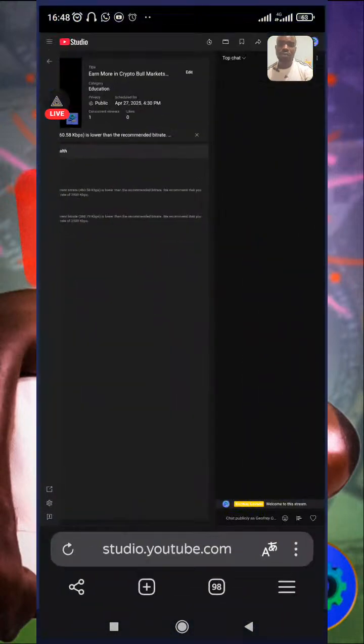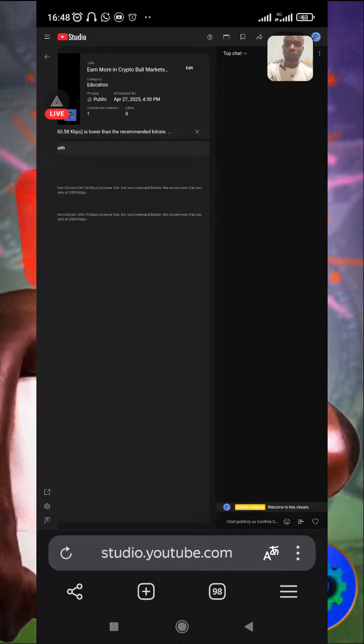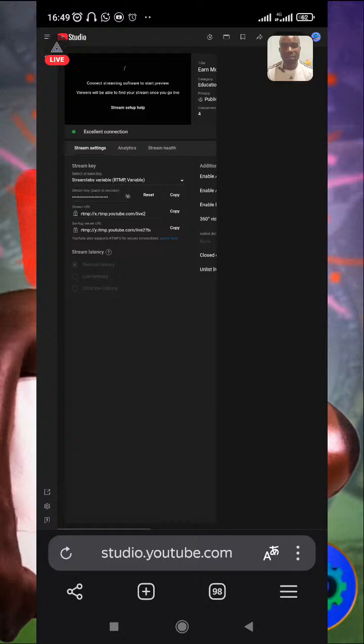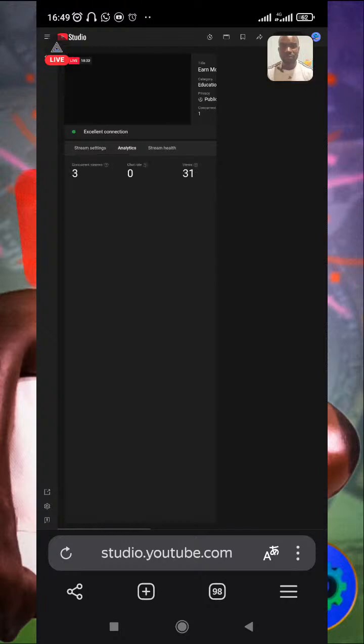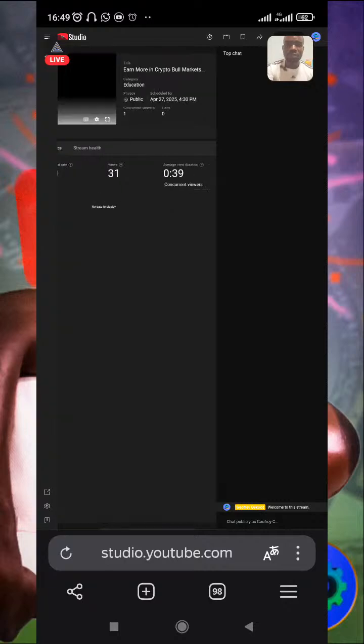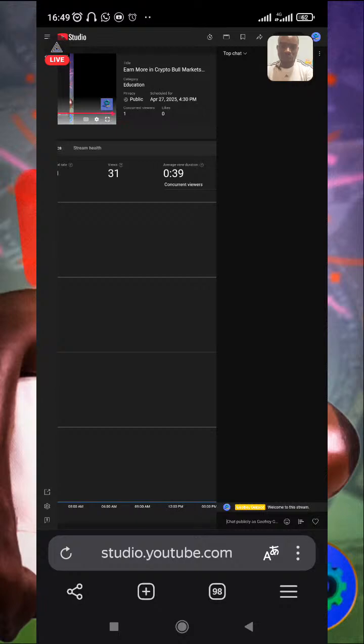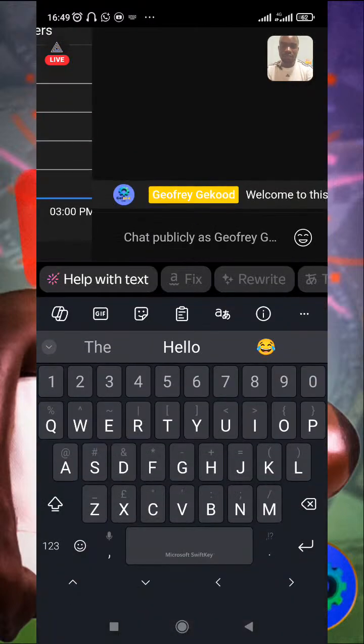So right now I just want to take some questions from you. I want to take some questions from you on this Infinity Grid bot. Do you really understand what it means to run an Infinity Grid bot? Or what does Infinity Grid bot mean to you? When it comes to a bull market, do you really know what it means to run an Infinity Grid bot?